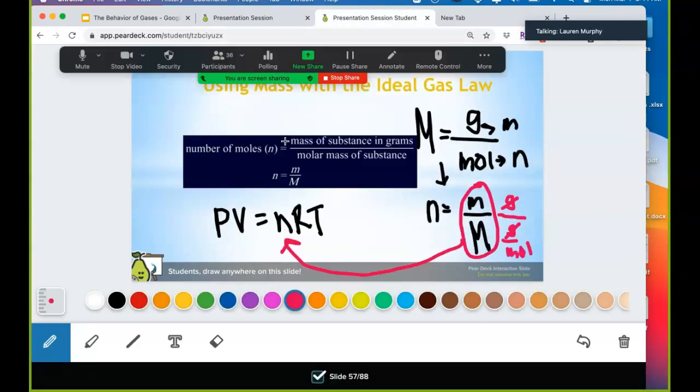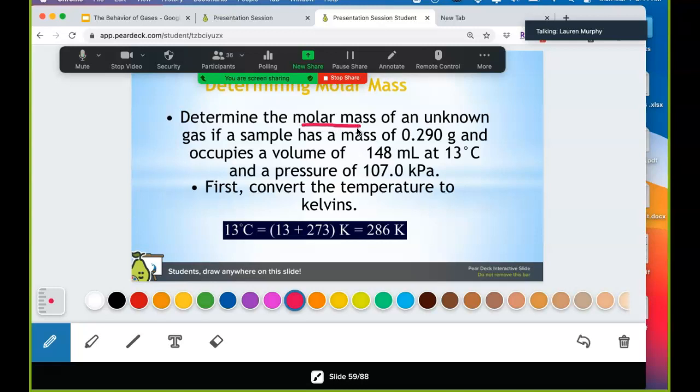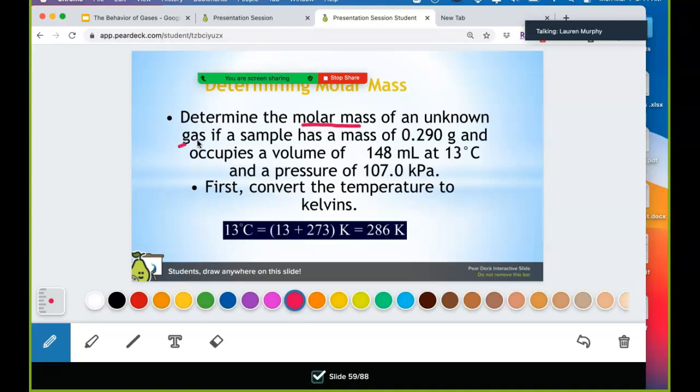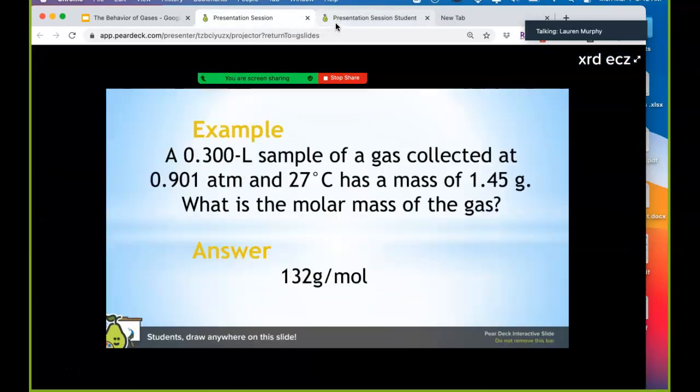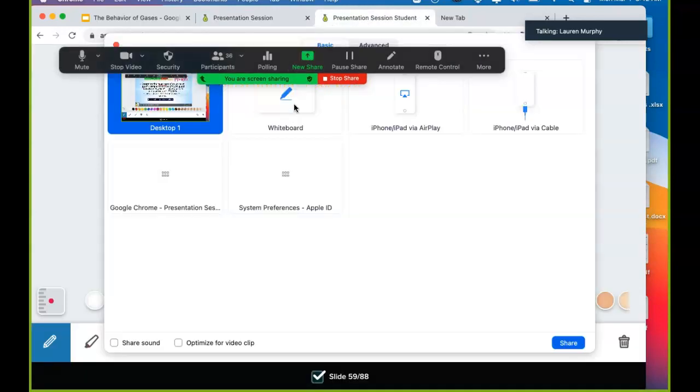So this says determine the molar mass of an unknown gas. Gas means I have some sort of gas law, okay? And I give you a mass in grams and a volume and a temperature and a pressure. The combined gas law, P1V1 over n1T1 equals P2V2 over n2T2, would not help us right now. We don't have two pressures or two temperatures or two volumes. We only have one pressure, one volume, one temperature. So likely this is going to be PV equals nRT. This is the ideal gas law.